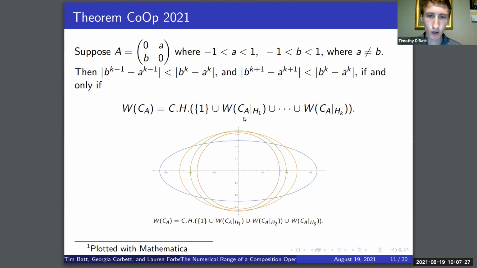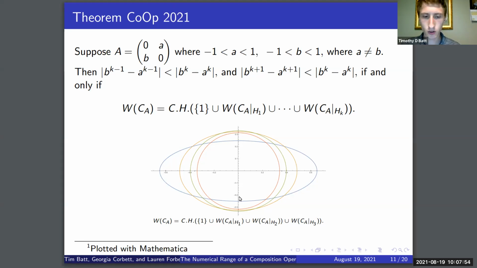So our goal is to find the ellipse with a minor axis larger than both its predecessor and the ellipse that comes after it. In this illustration, we can see this third ellipse, the green one, has the largest minor axis, and it is therefore the last ellipse that contributes to the numerical range.